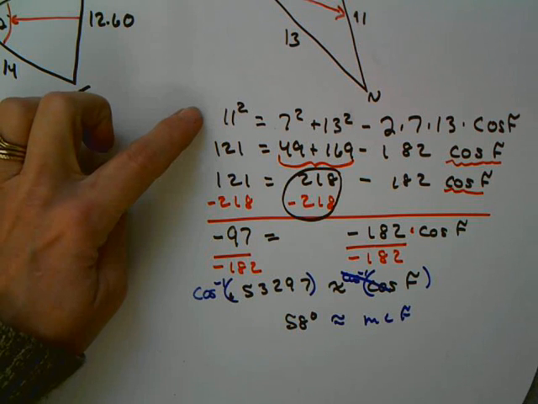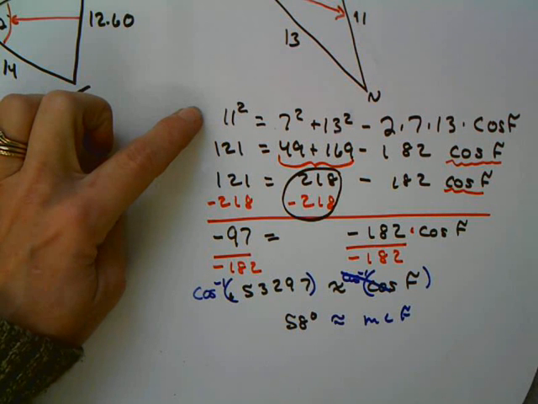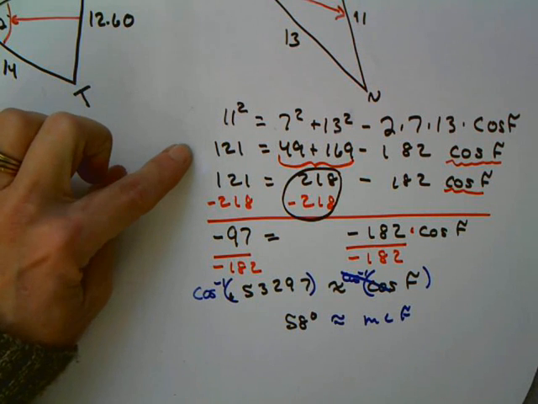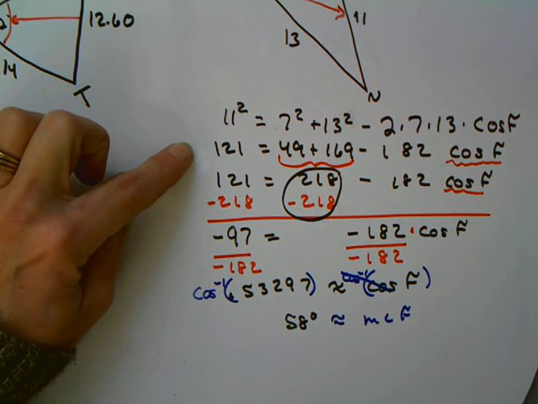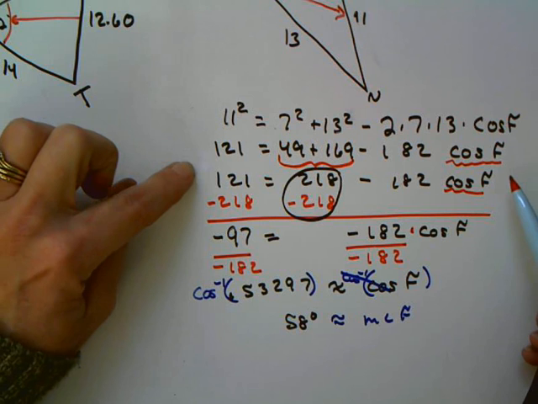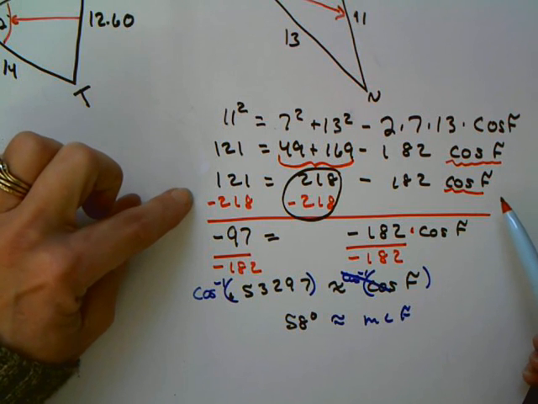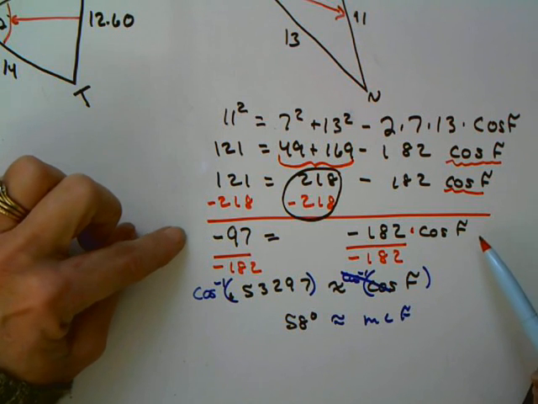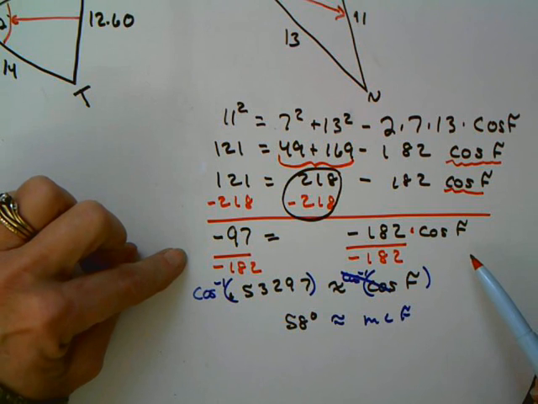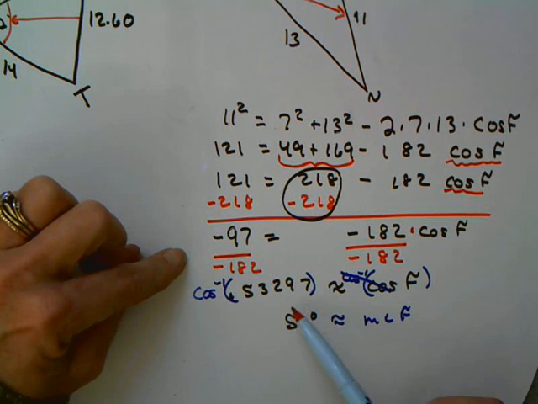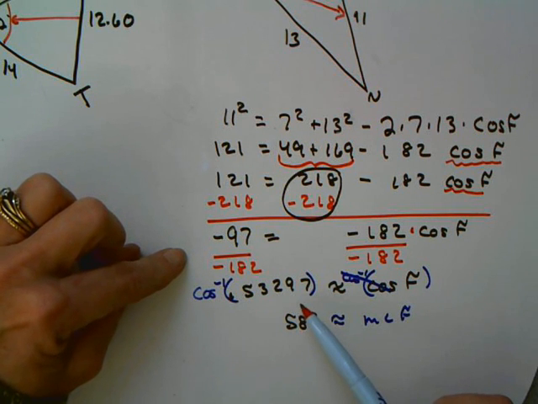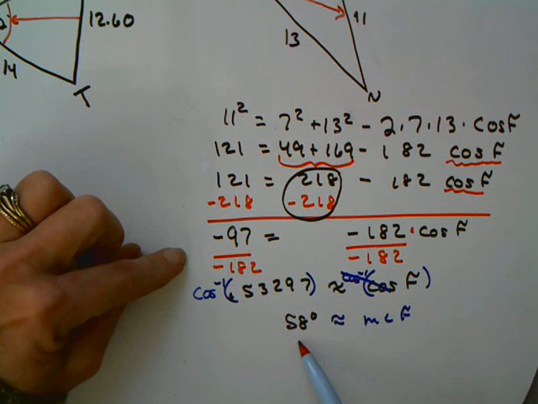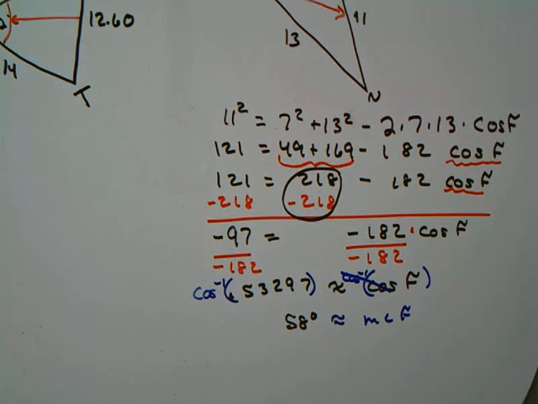When you're finding an angle measure, set it up, then go ahead and square everything, and then just solve for the variable. Add your like terms, take away the 218, divide by the coefficient of the variable. But when you get this messy ratio, you're not done. That's not your angle measure. Take the arc cosine or the inverse cosine of your answer and round to the nearest degree.